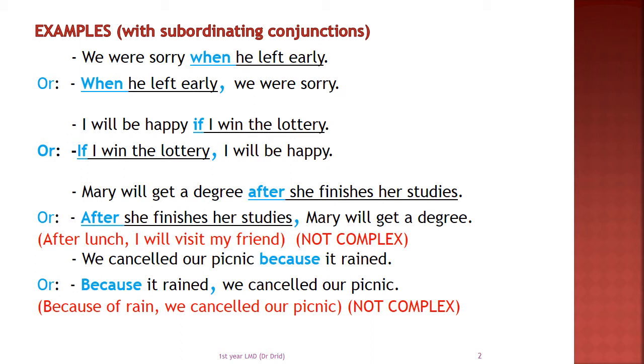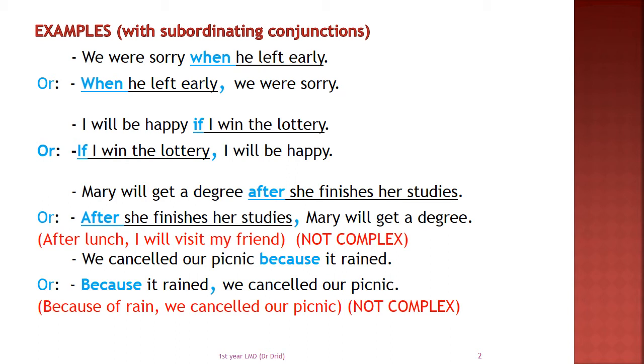We take a fourth example. We cancelled our picnic because it rained. The first clause is the main clause. The second clause is the subordinate clause. Now we try to reverse the order. Because it rained, we cancelled our picnic. Here we are obliged to use a comma.